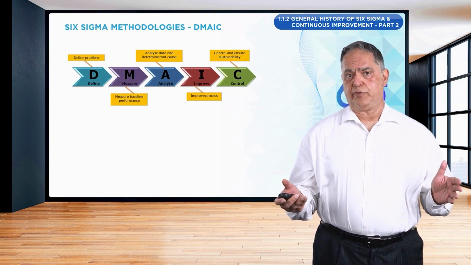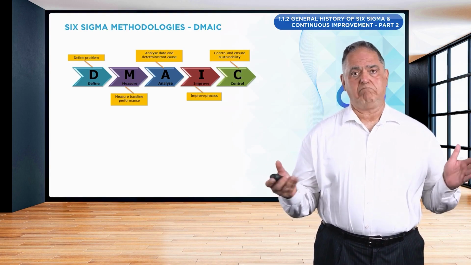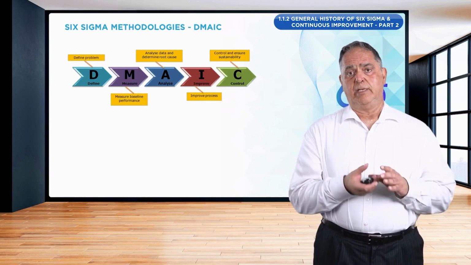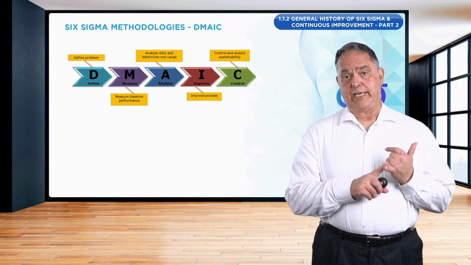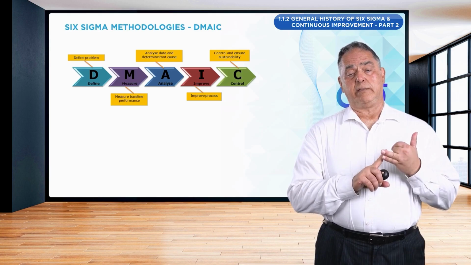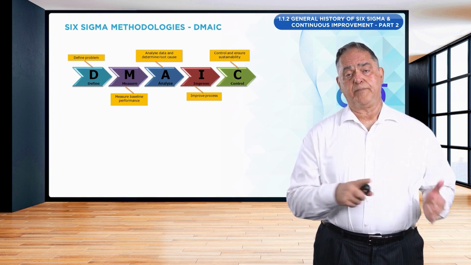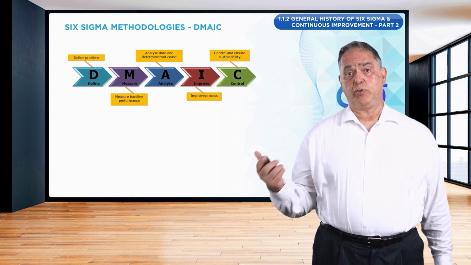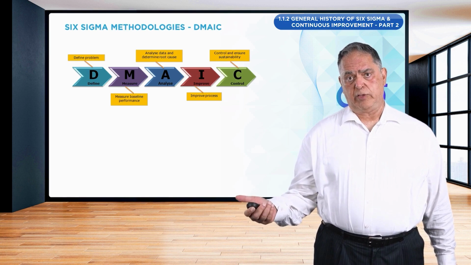And finally, when we come to the control phase, this is all about monitoring the improved process for a short period of time, usually, let's say, 4 weeks, in order to make sure that it is stable in statistical control, it meets customer requirements, and it is ready to be handed over to the day-to-day operations.